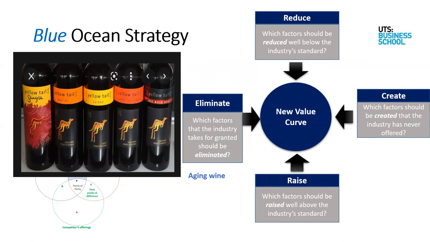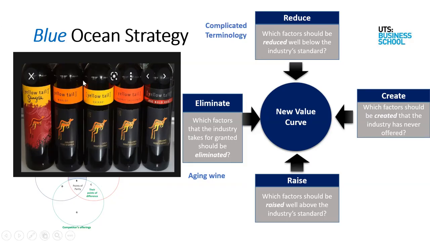So what they did was they studied the market and found out that most of the competitors were talking about their wines growing in very prestigious vineyards, and they were talking about the aging process of the wine, how the wines were carefully produced after this very complicated aging process. Because this aging process was talked about by every other competitor, Yellowtail decided to eliminate this factor and decided not to talk about it. And furthermore, they also reduced the complicated terminology.